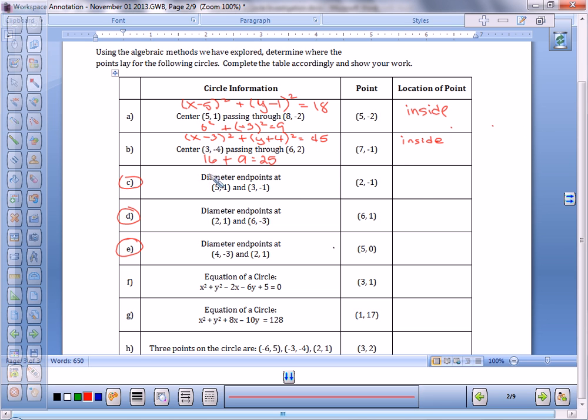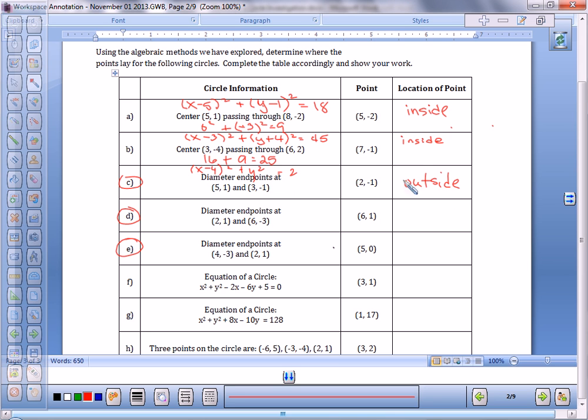All right, so the endpoints of our diameter are 5, 1, and 3, negative 1. So our center would be at 4, 0. So did y'all get this for your equation? X minus 4 squared plus y squared equals 2? Yes. Okay. And when you plugged in the point, did you get that it would be outside? Yes.